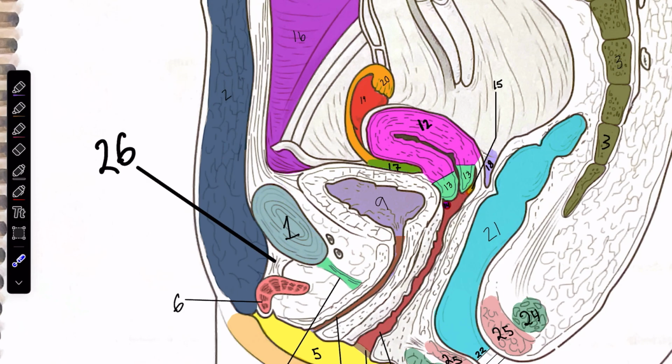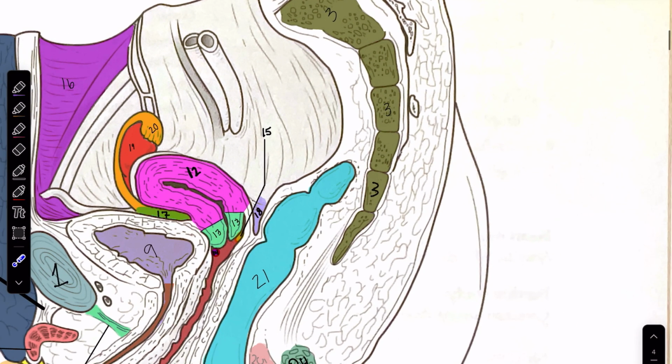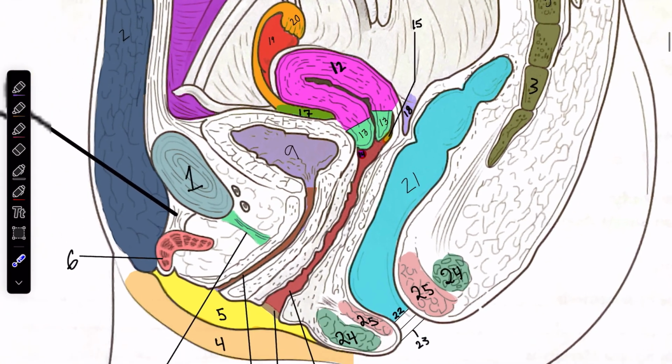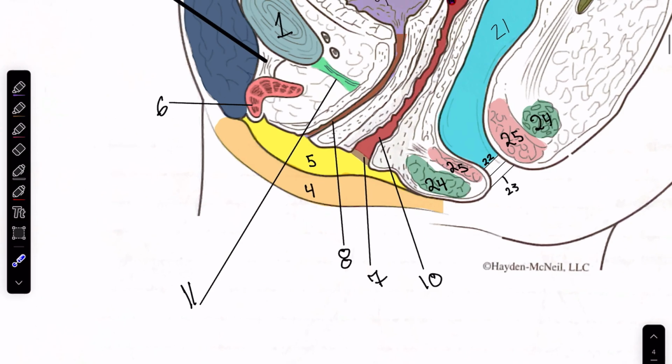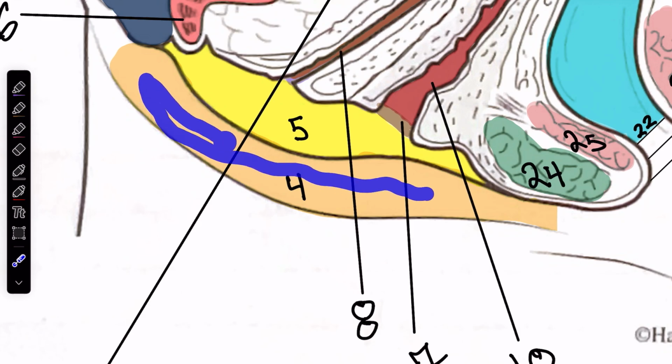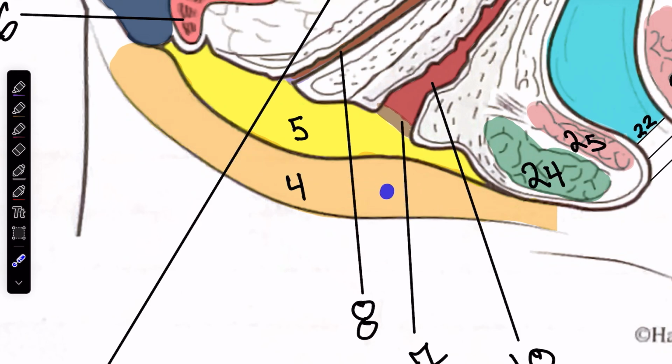So number one, pubic symphysis. Number two is going to be the mons pubis. Number three is going to be the sacrum, which is back here. Number four is going to be labium majus or labia majora, however you want to say it, right there.